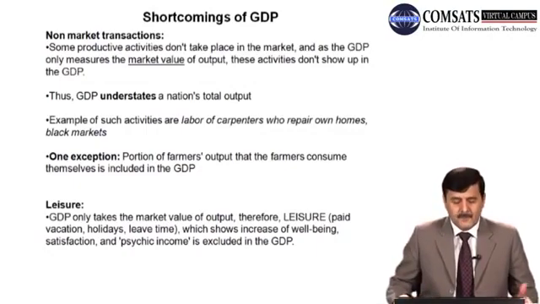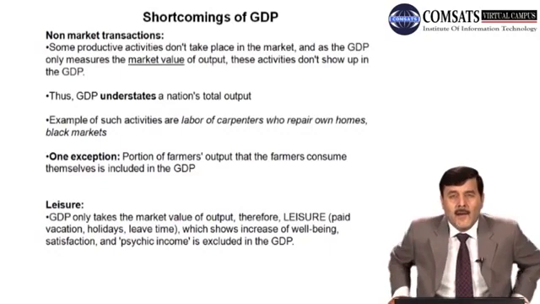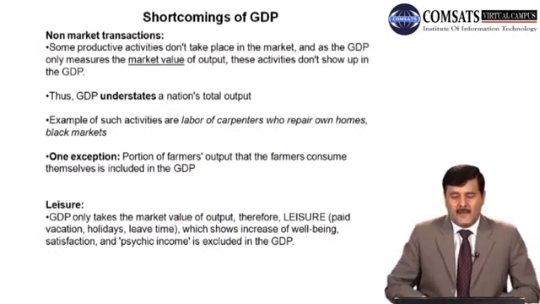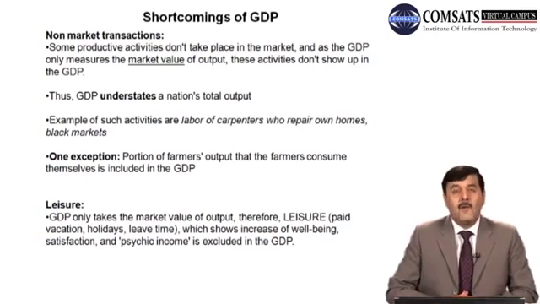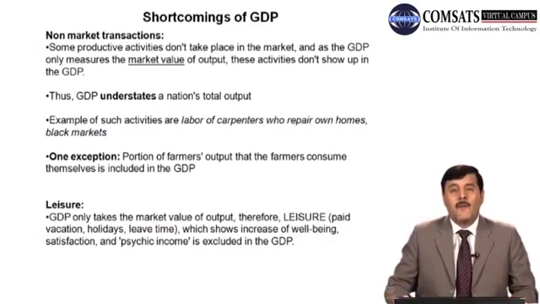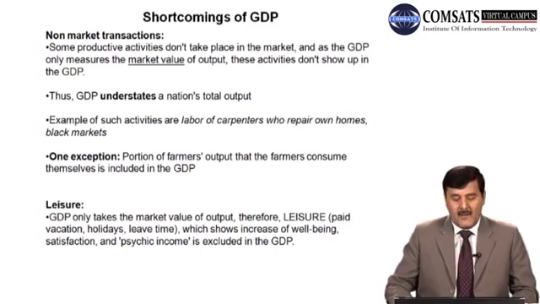इसी तरह layer दूसरी जो है, in the second shortcoming जो चीज़ है उसकी जहाँ पे जीडीपी की हम शॉर्ट कमिंग की बात कर सकते हैं, that is, GDP only takes the market value of output. Therefore, paid vacations, holidays, leave time, which show increase of well-being, satisfaction and income, psychic income, is excluded in the GDP.